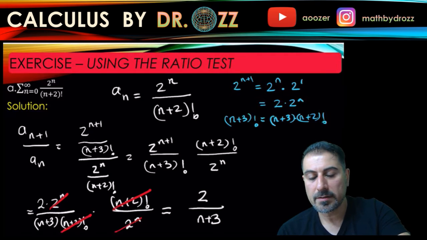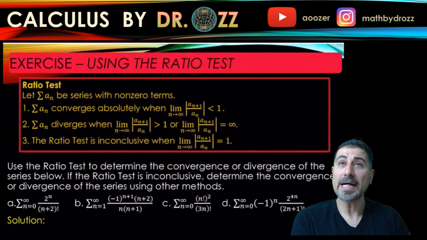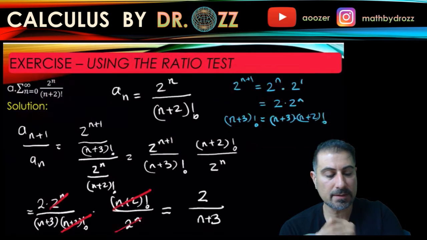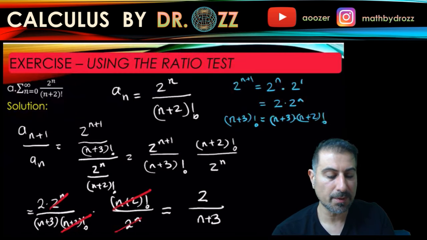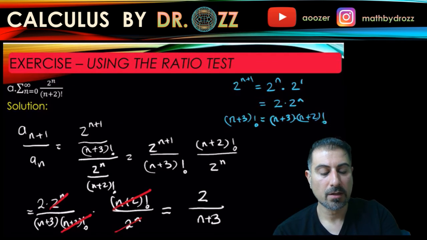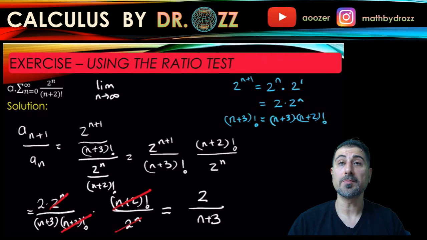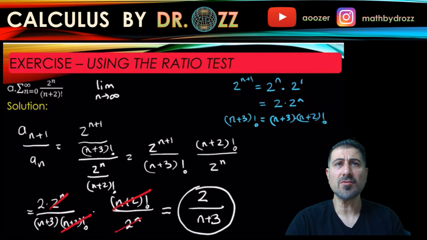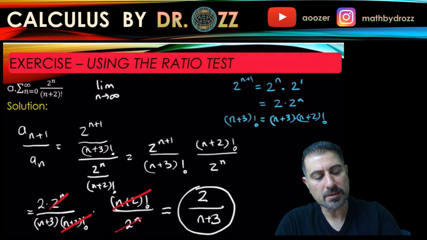All right, let's go back to the expression again. We're going to take the absolute value of a_{n+1} over a_n and pass the limit. I'm going to look at the limit of the absolute value of this expression, but this expression is positive no matter what for any n. 2 over n plus 3 is always positive, so I don't need to worry about the absolute value sign, so I'm just going to pass the limit.